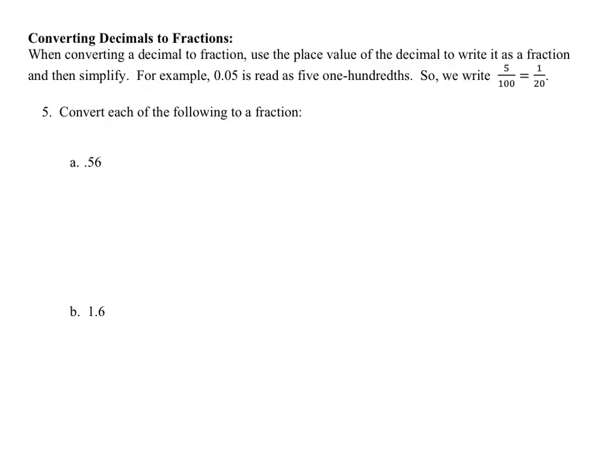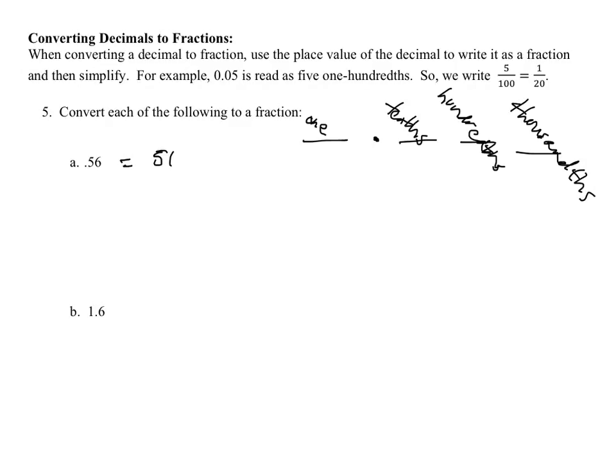How about converting from decimals to fractions? Well, this, you need to kind of deal with the fact and know your decimal place values. Ones, tenths, hundredths, thousandths, right? So there they are. So this is really 56 hundredths, which is 56 over 100. That's it. 56 hundredths is 56 over 100.